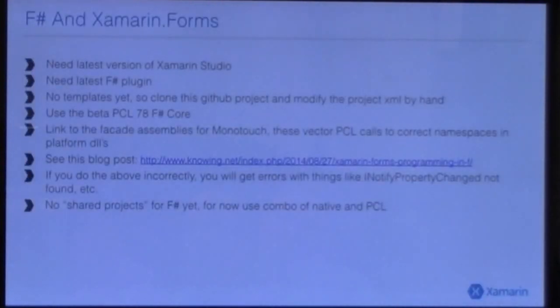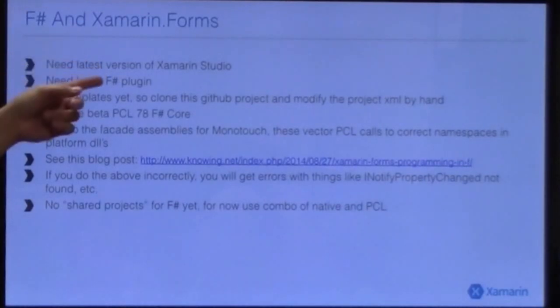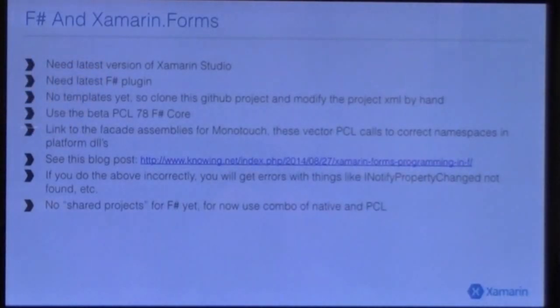Okay, F# and Xamarin.Forms. If you want to be more on the bleeding edge, you need the relatively latest version of Xamarin Studio, which you should be running anyway for all the rest of this. I'm running the latest F# plugin. That's later than the one published by Xamarin, but you can go to GitHub, download it and build. There's the plugin for Xamarin, and then there's the F# compiler itself. Both are real simple to build. It's simple to build on the Mac, not as simple on Windows.